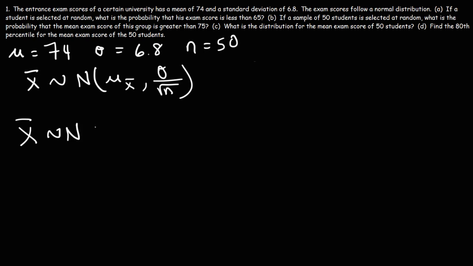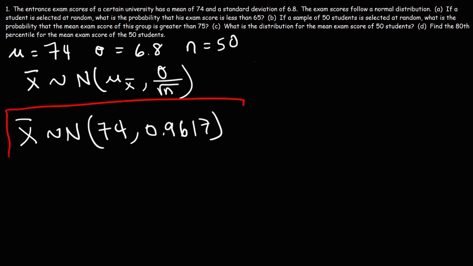So now, let's replace the mean. It's the mean of the sampling distribution, which is still going to be 74. And then sigma over square root of n, that's 6.8 divided by the square root of 50. And that is going to be 0.9617 if you round it. So that's how we can write the distribution for the mean exam scores of 50 students. Now let's move on to part D.